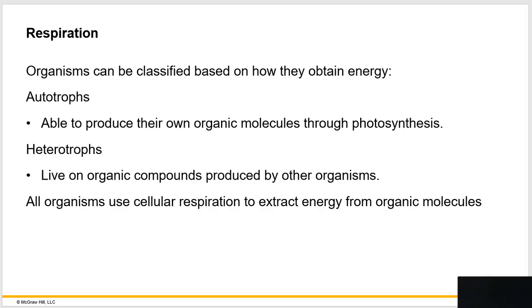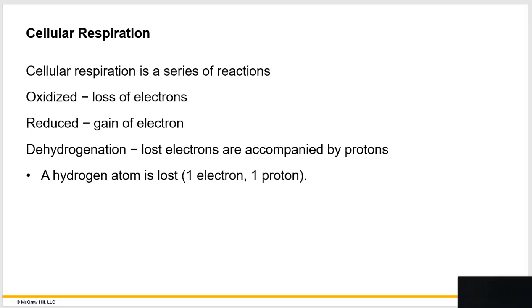Well, respiration is just a series of reactions. Everything is a chemical reaction, but make sure you remember that being oxidized means that you lose electrons. So electrons are taken from some molecule, and being reduced means that you gain an electron. And if something loses an electron, something will have gained an electron. They don't just disappear. So if something is getting oxidized, there's also something getting reduced. It's a coupled type of reaction.